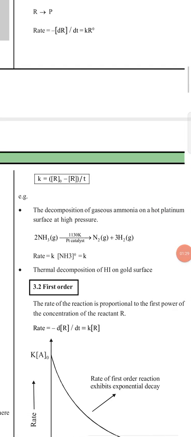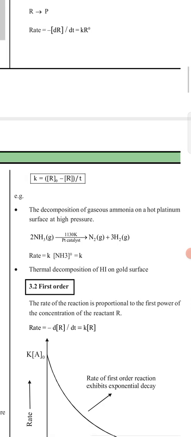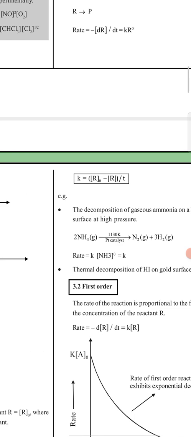Now, the decomposition of ammonia on hot platinum is an example of a zero order reaction, where 2NH3 produces N2 plus 3H2. So rate equals k [NH3] to the power 0. Again I am repeating, 2 is the stoichiometric coefficient and 0 is the order of the reaction. One more example is the thermal decomposition of HI on a gold surface. This is also an example of a zero order reaction.